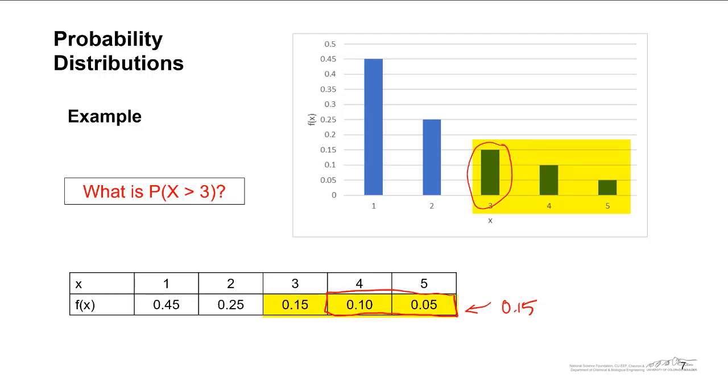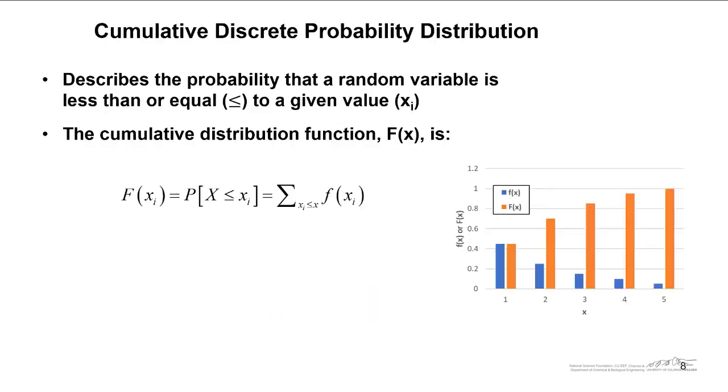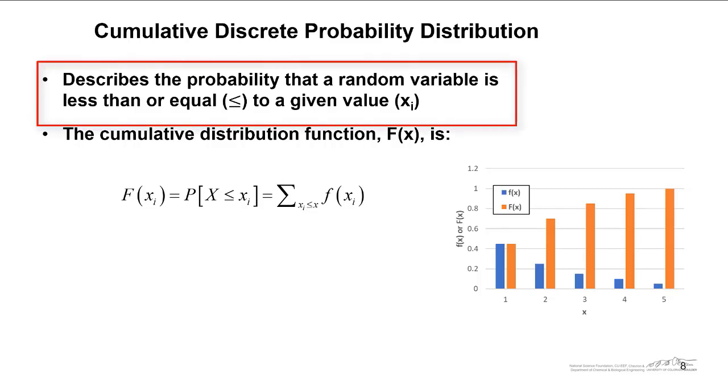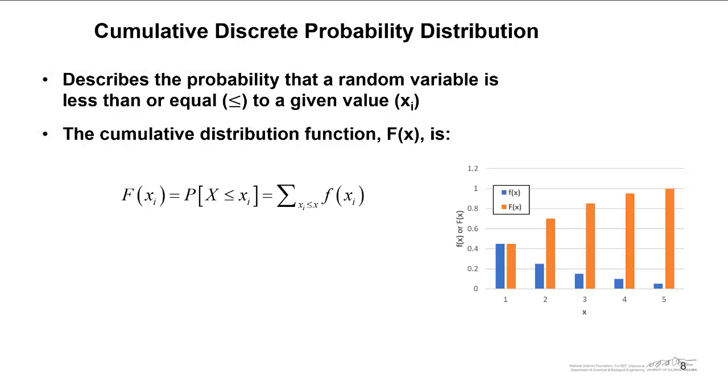A cumulative discrete probability distribution is related to the probability distribution. It describes the probability that a random variable is less than or equal to a given value of x. Now don't get too confused here. It's actually easier than you would think based upon all this notation. The cumulative distribution function, capital F, I have in this chart, and these are in the orange bars. The cumulative is just adding up everything that's equal to or before it.